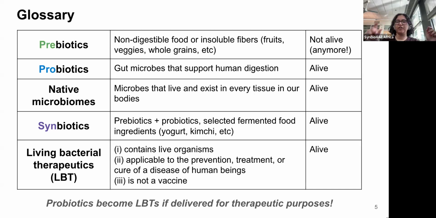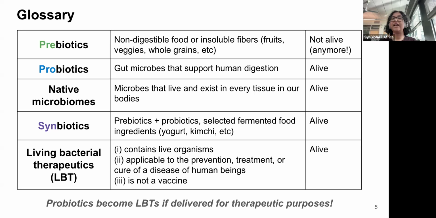So they basically go further along in your digestive tract, where they are then food to help the healthy bacteria grow. And so these are mostly whole foods like fruits and vegetables and other whole grains. And these are not alive. So these are just the food for the bacteria. Probiotics, on the other hand, are live bacteria and yeast, so your gut microbiome or gut microbes that support human digestion. So they can actually live in your body and help you digest the foods that you need.